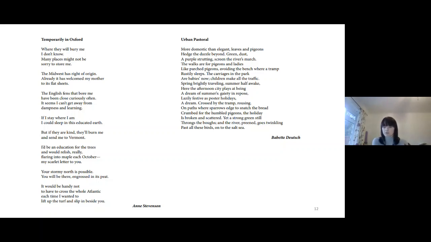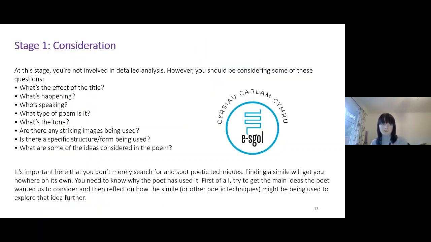And with Urban Pastoral, what you've got there is the contrast of country and city life, and almost what Babette Deutsch is saying here is that there's a merge between country life and city life, and how that's emphasized through seasonal changes. Okay, so we'll have a think about those.